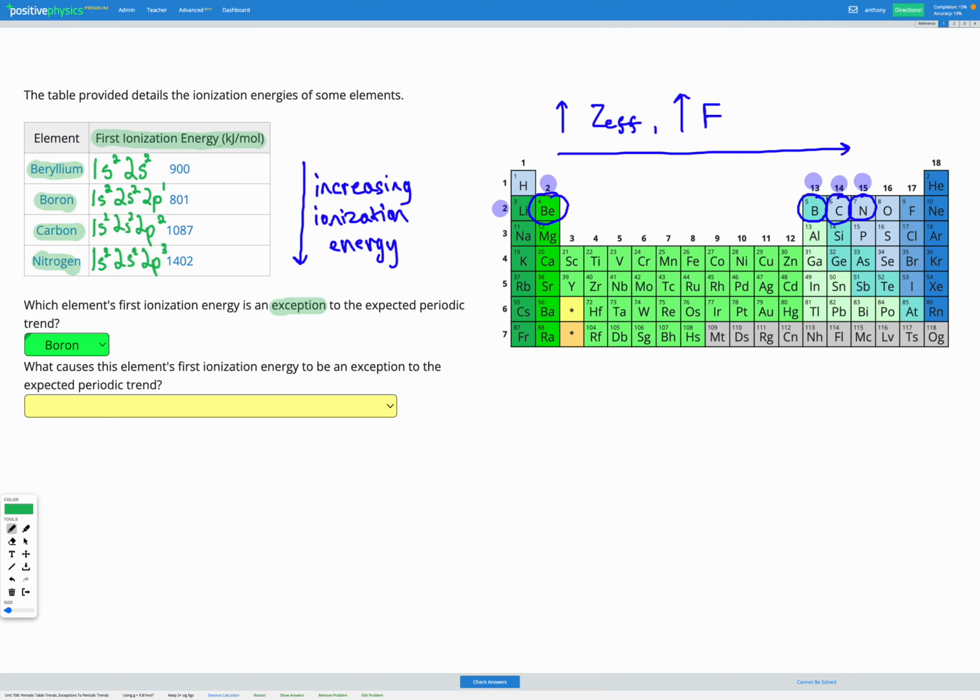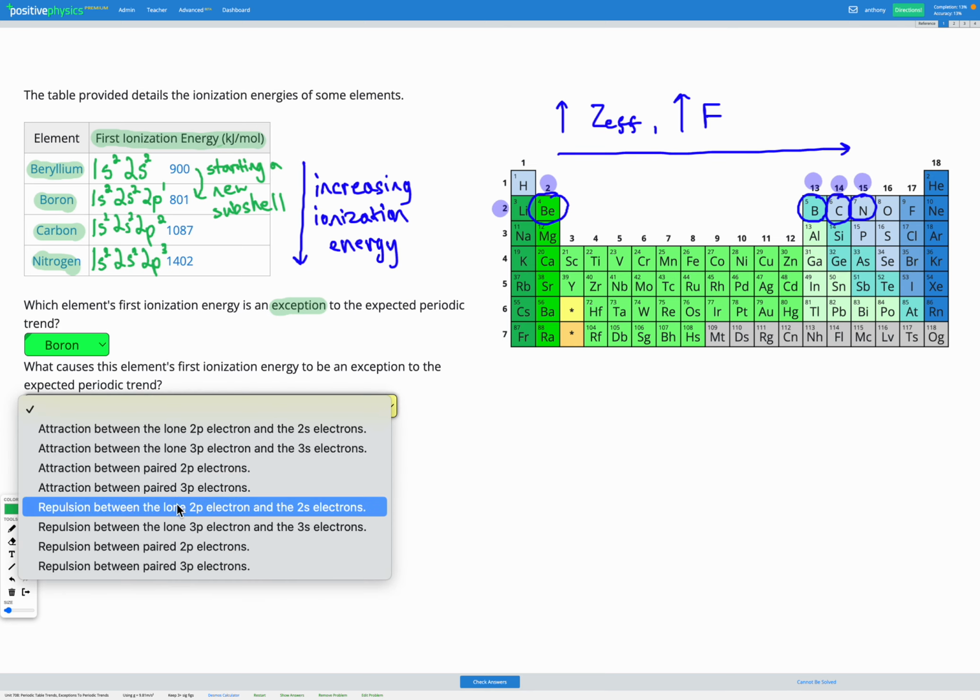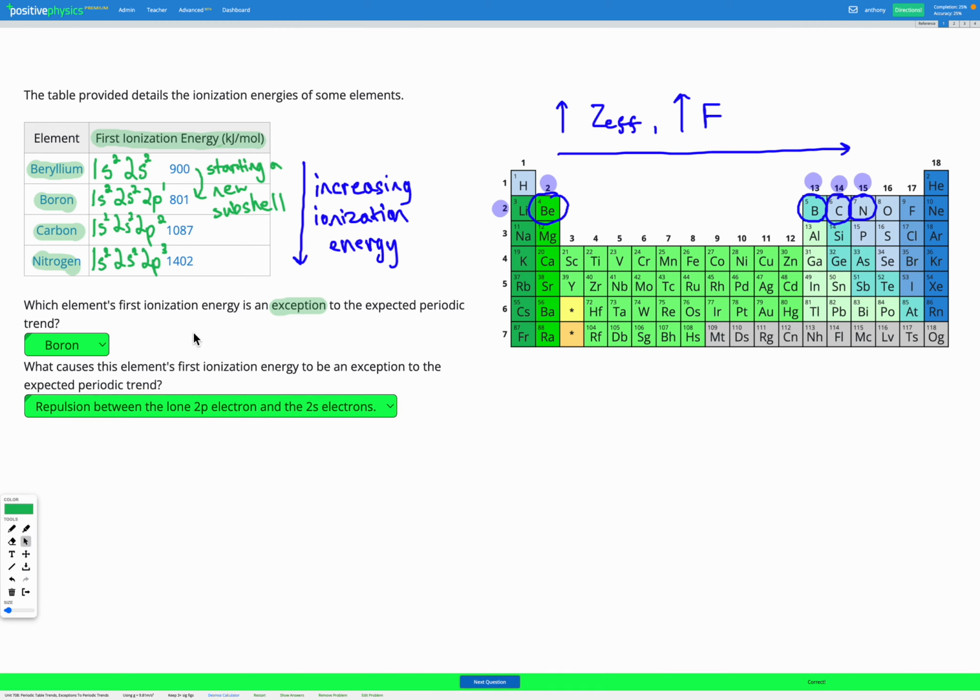Okay, so boron was the one that had an exception to the trend. And if we look at what's going on here, when we go from beryllium to boron, we're starting a new subshell, or a new sub-energy level. So we were filling 2s, and then we start filling 2p. So we have a single electron added into the 2p subshell, and we have a pair of electrons in the 2s subshell. We're going to experience repulsion between the lone 2p electron, because there's only one of them, and the 2s electrons. And that repulsion actually means it's a little bit easier to remove that electron than we might expect, and therefore the ionization energy is a bit smaller than we might expect.